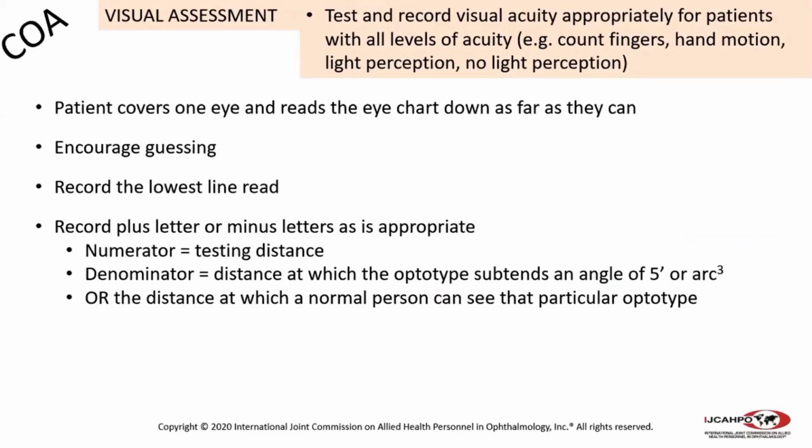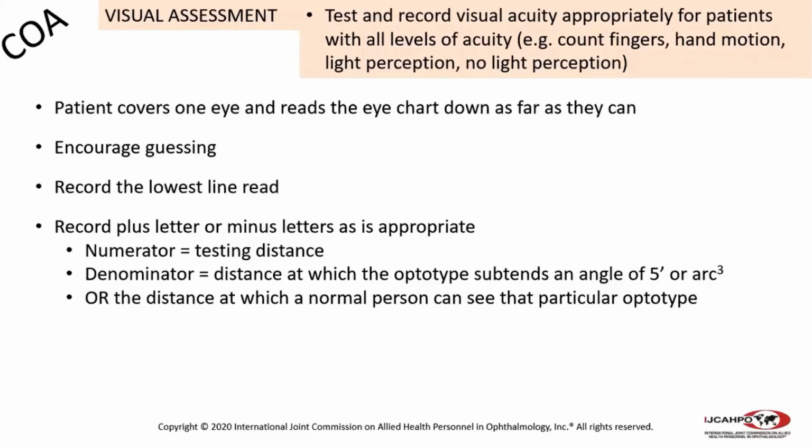Test and record visual acuity appropriately for patients with all levels of acuity. Patient covers one eye and reads the eye chart as far as they can see. You would encourage the patient to guess. So it's okay to push them a little bit to see if they can read a little bit better than the line they just read. You would then record the lowest line the patient was able to read. Record plus letter or minus letters as appropriate.